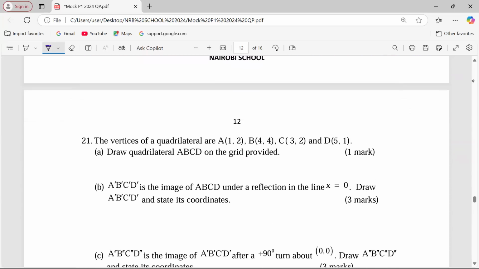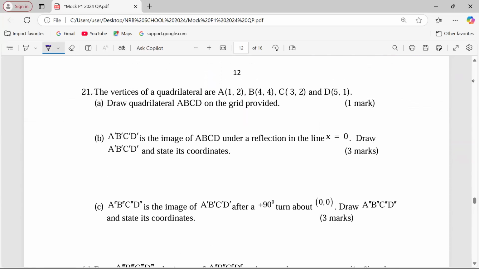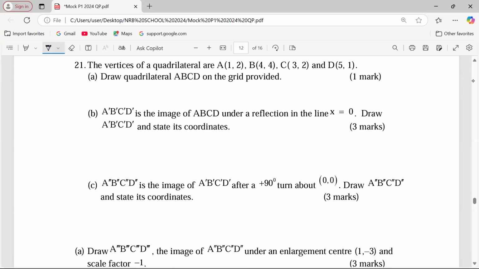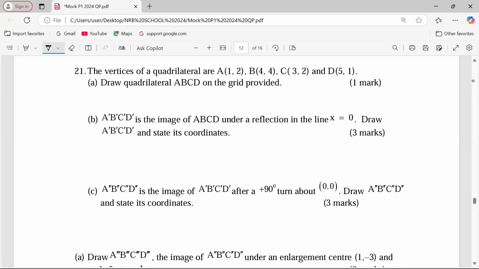So thank you so much for following up. We are looking now at number 21, a very serious question on transformations. And I hope that you guys shall follow keenly and make sure that you get the best from this question. The vertices of a quadrilateral are A(1, 2), B(4, 4), C(3, 2), and D(5, 1). Draw quadrilateral ABCD on the grid provided.